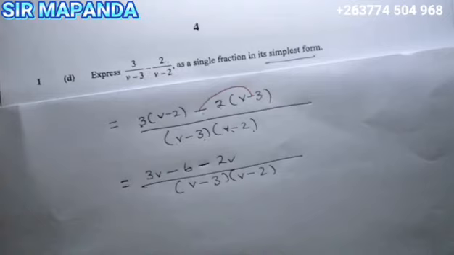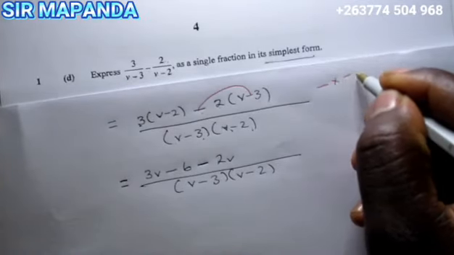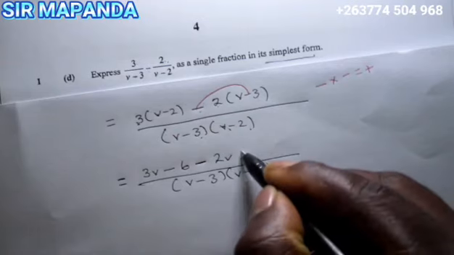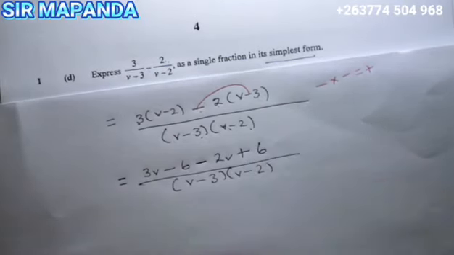If you know the multiplication facts, you need to be aware that a negative sign times a negative sign gives a positive result. So negative times negative, you get a positive result. Then 2 times 3, you get 6. I hope you are following, class, right?